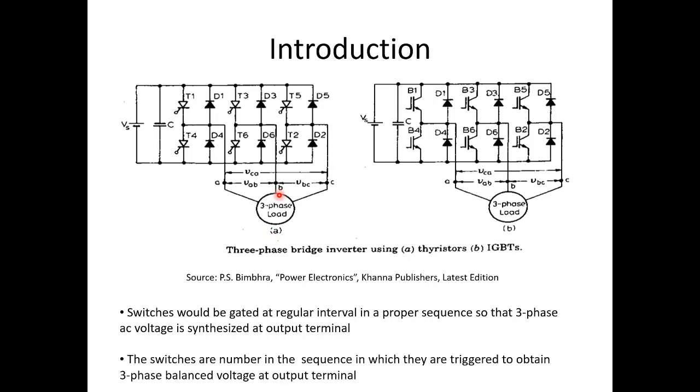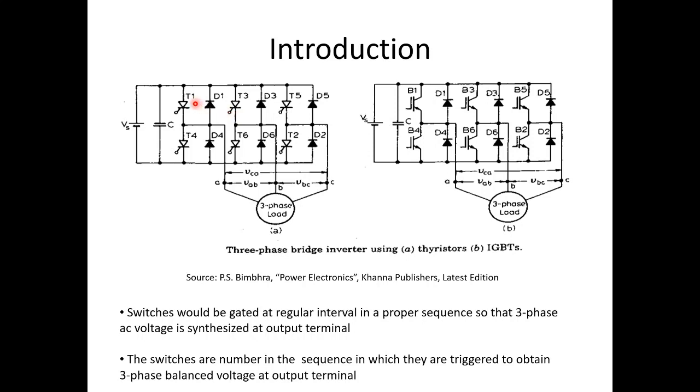Numbering is assigned to the switches: 1, 2, 3, 4, 5 and 6. The numbering is assigned in the sequence in which they are triggered to obtain a three-phase balanced voltage at the output terminals. Once you understand the gating pattern, you will get to know why these numbers are assigned. We have to trigger the switches in this particular sequence only.